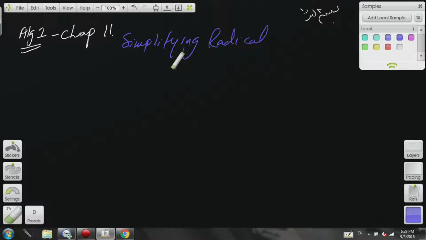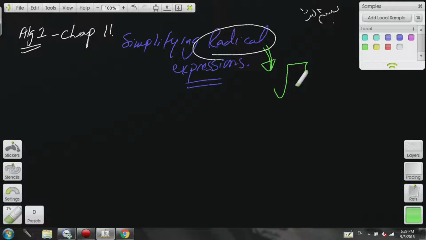Inshallah, today I will talk about simplifying radical expressions. First, we have to understand what that means. When we say radical, as we talked about before, that refers to basically taking the square root of things.